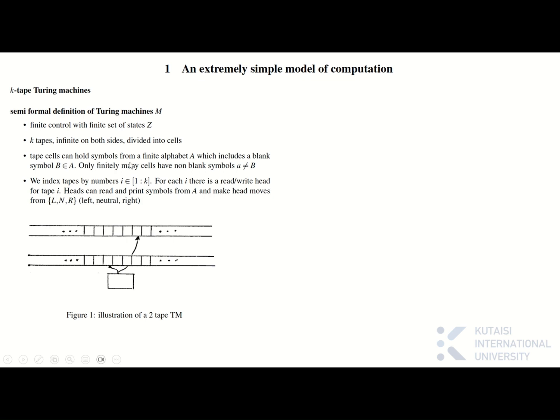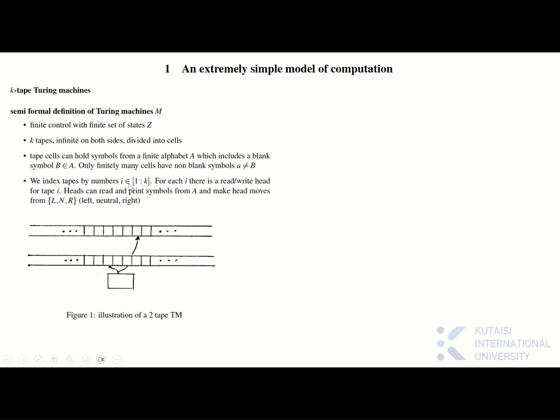Now tape cells can hold symbols from a finite alphabet A, which includes a blank symbol B. So we always have this blank symbol B. Another assumption we make is that only finitely many cells have non-blank symbols. That means I do not have an infinite input, basically. I can have infinitely many B's because I treat them as blanks. However, only finitely many cells have non-blank symbols. So the real input is finite, because I do not want to take in infinite inputs.